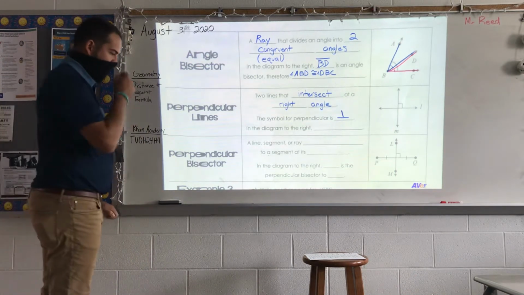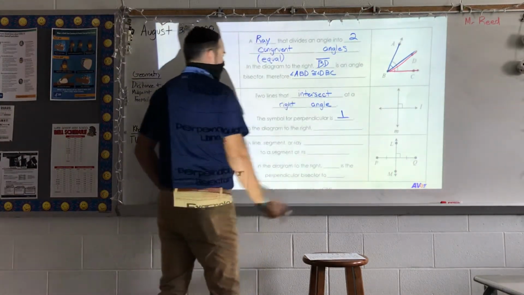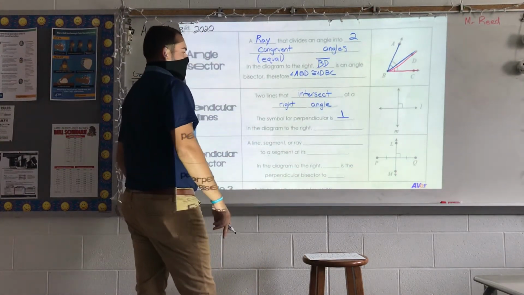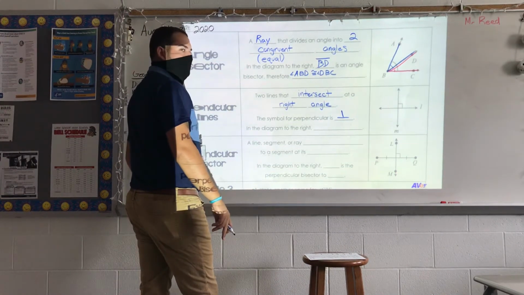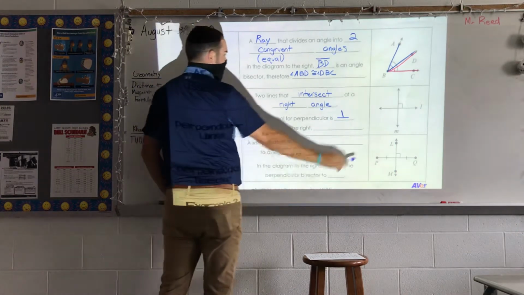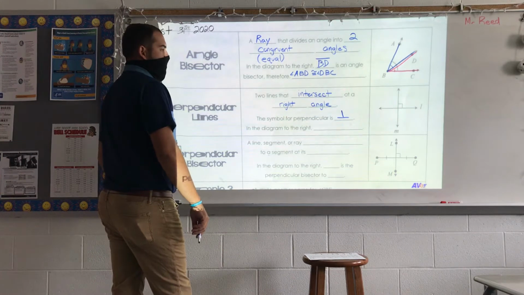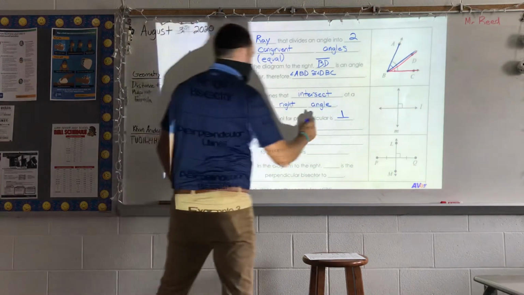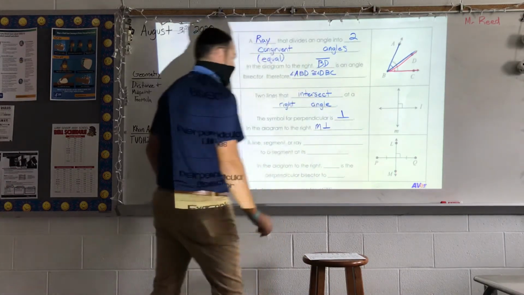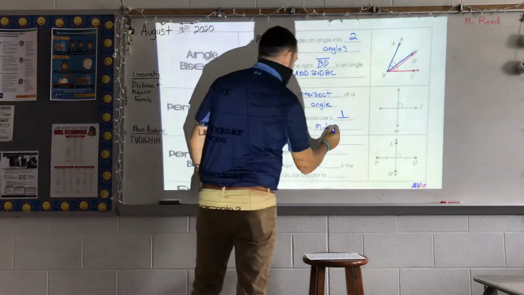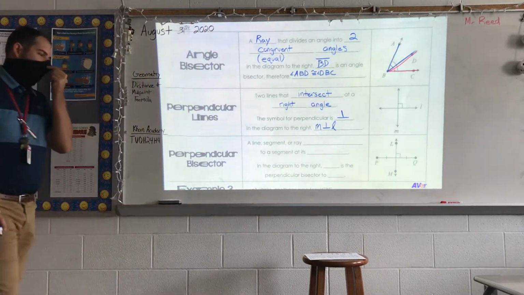So if you look at the diagram over here, what's the name of one of our lines? Anybody? What's the name of one of our lines? M. So M is perpendicular to what's the other name? L. So that is how you would write perpendicular lines.